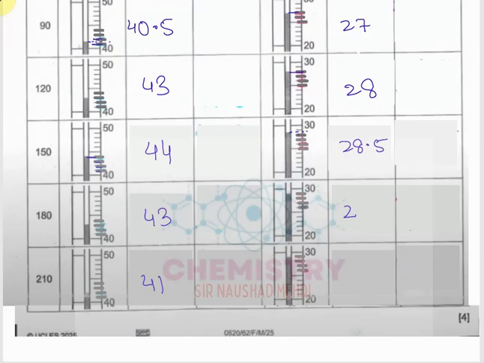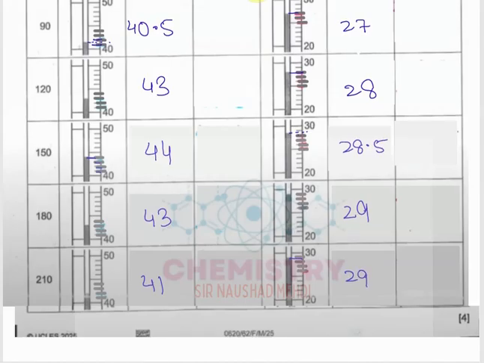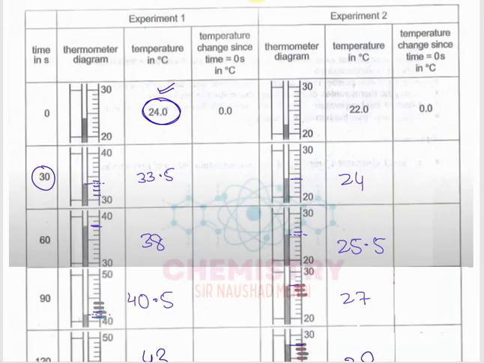Then we have this one as 29, and okay, so the last one is again 29. Now we need to find out the difference in the temperature also. At time 0, the initial temperature is 24 degrees centigrade, so we need to find out the change in temperatures also. So the first one would be 33.5 minus 24, so it comes out to be 9.5.